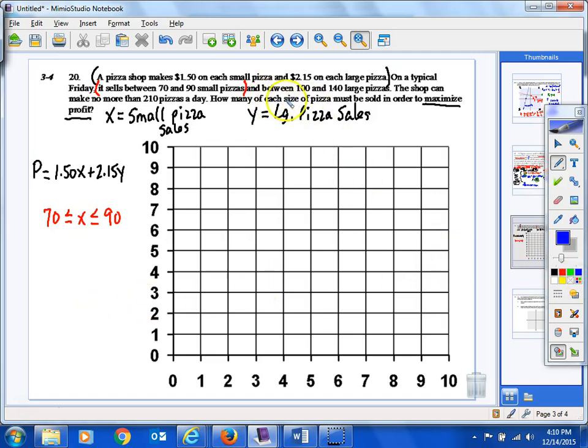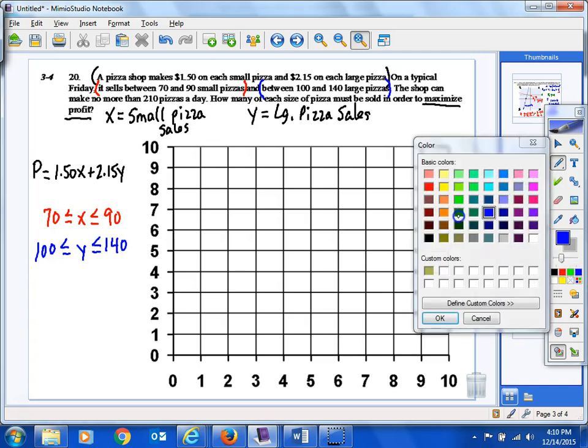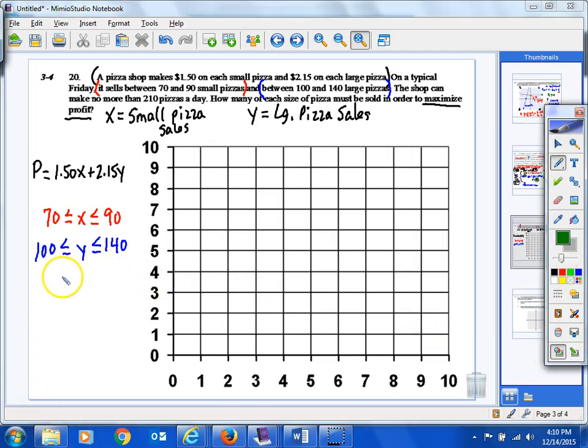Now let's look at the large pizza constraint. We're going to sell on a typical Friday at least 100, but not more than 140. Okay, that's the large pizza constraint. And one more constraint. We cannot make more than 210 total pizzas a day. So if we take small and large together, add them up, how much we make, we're not going to make more than 210.